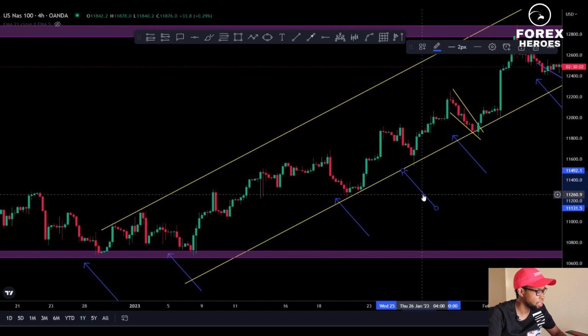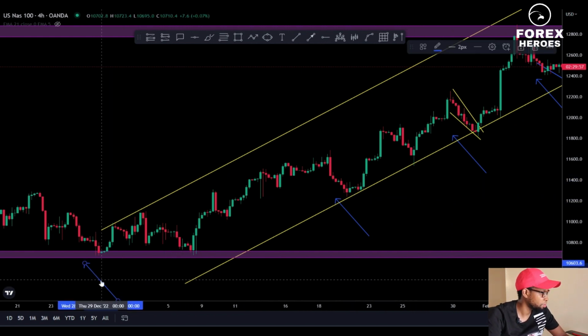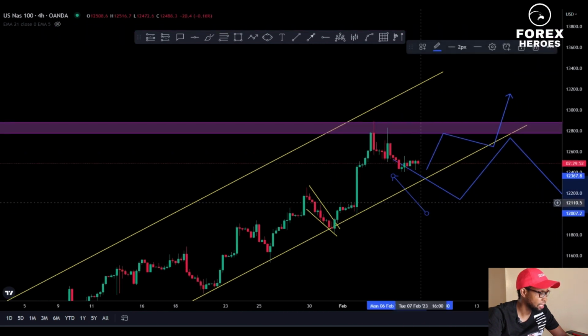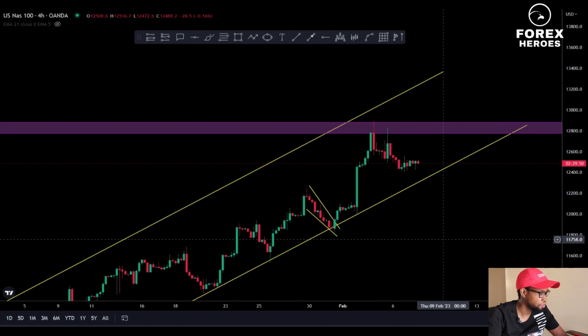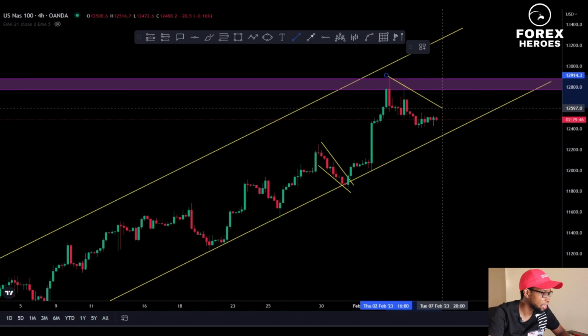I'm gonna try remove these arrows. I don't want to have a lot of things on my chart, so that people can be able to understand. You're not gonna be confused or anything. Okay, fine. Now we are having this scenario here.